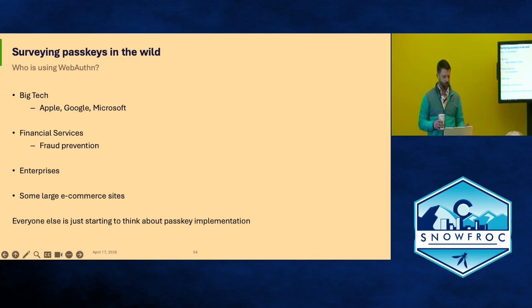We're starting to see it more, like Best Buy, Target, right? And some other solutions. And I feel like everybody else is just starting to think about maybe implementing it with their app. But why add another way to log in? Yeah, you're in the right place.